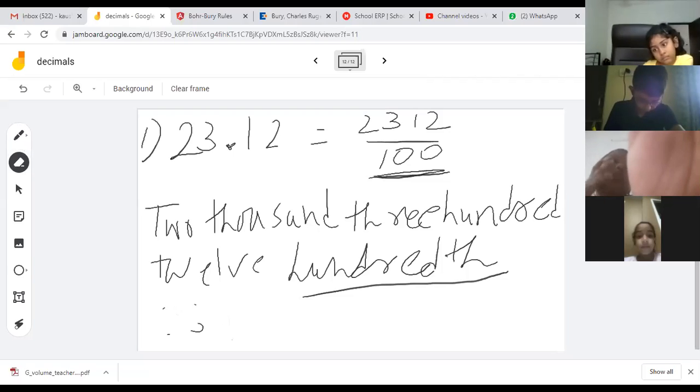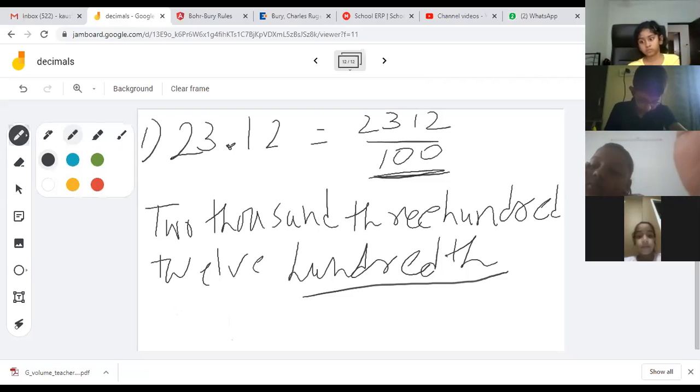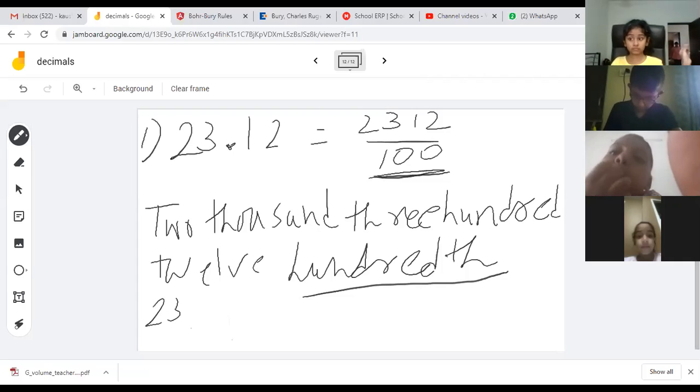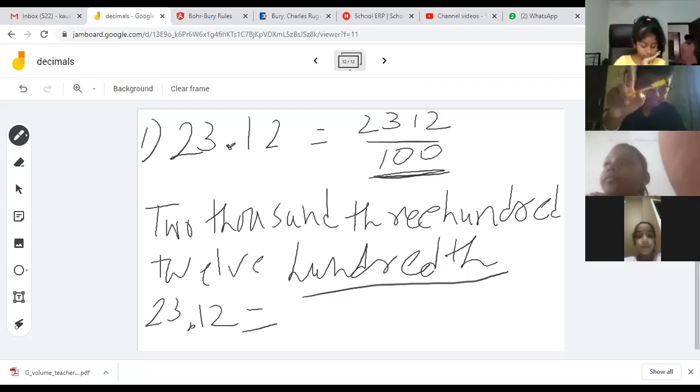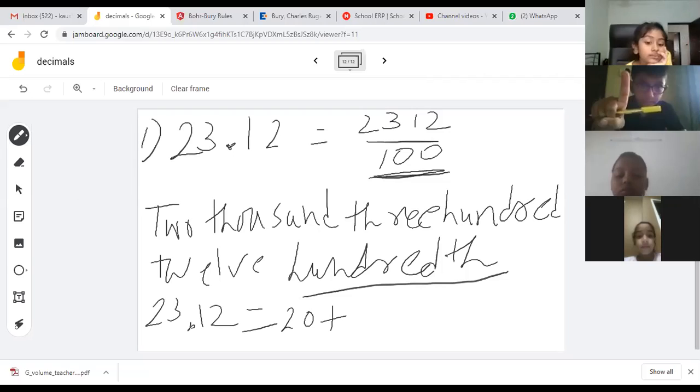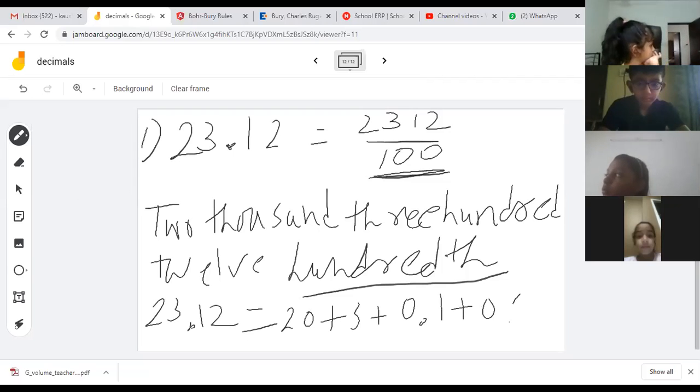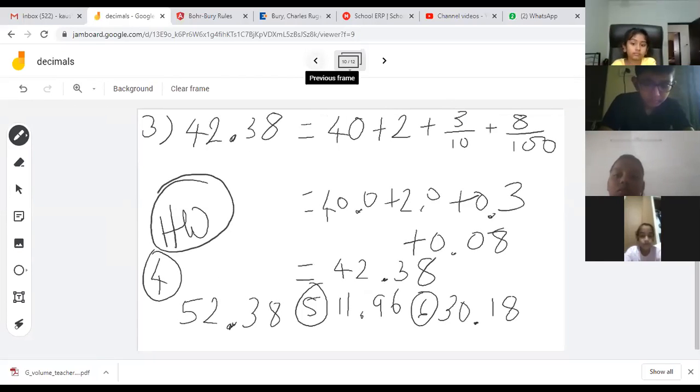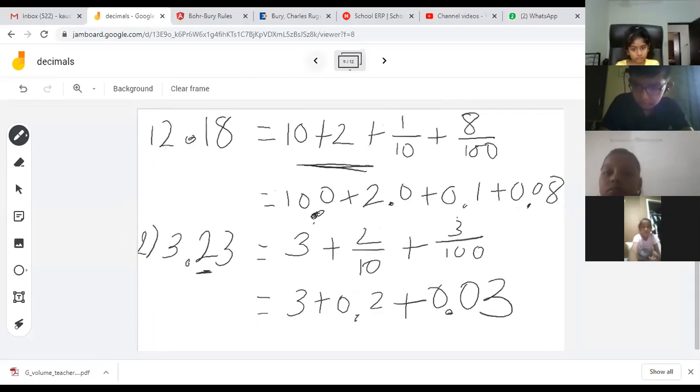Okay, so now how do we expand this one? We know 23.12 is expanded as 20 plus 3 plus 0.1 plus 0.02. I explained to you earlier why we write it like this. I even explained how to write it in fraction form. This is done, everyone.